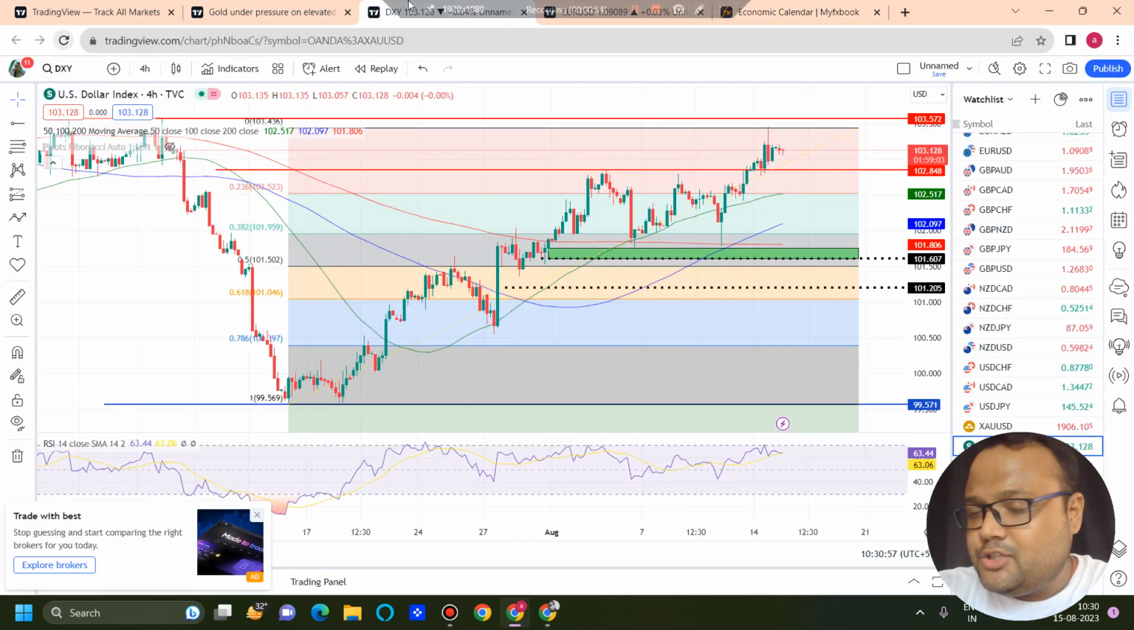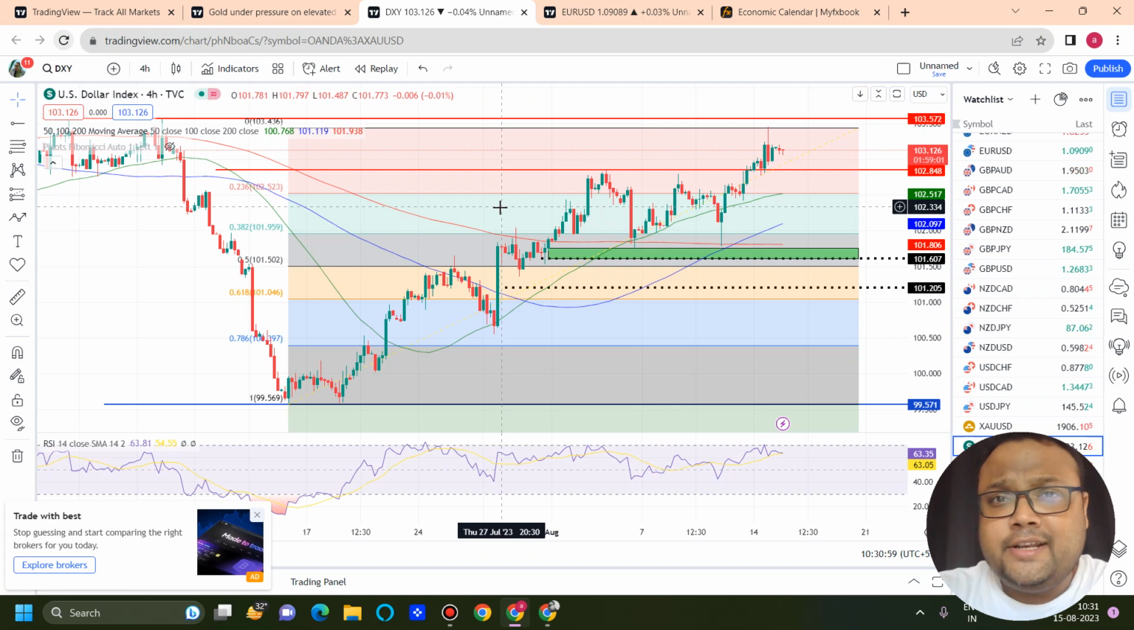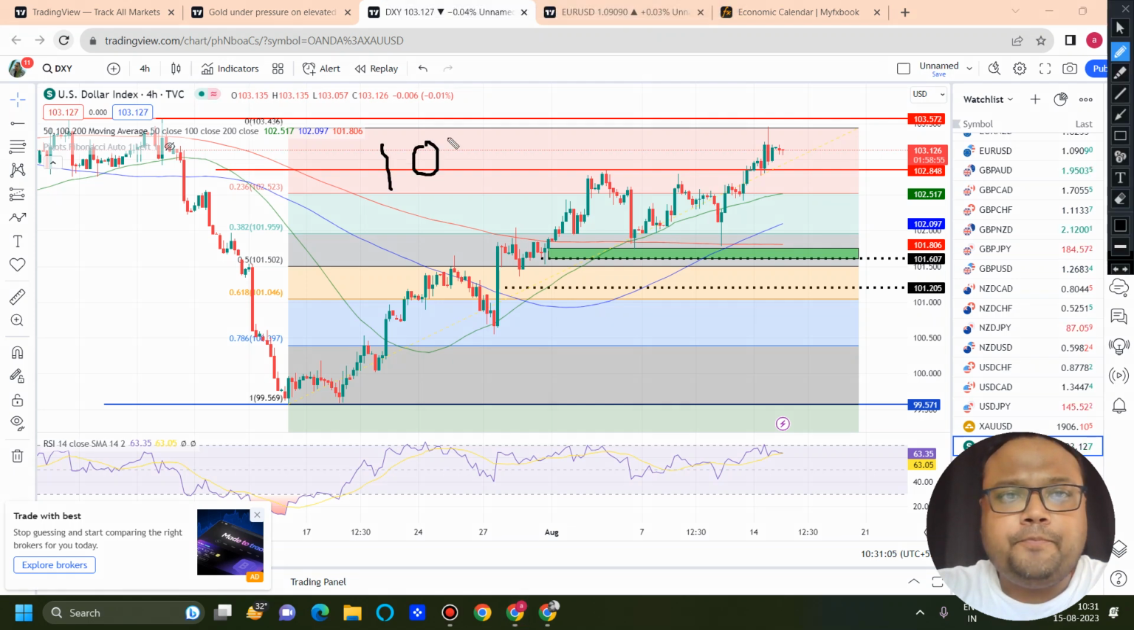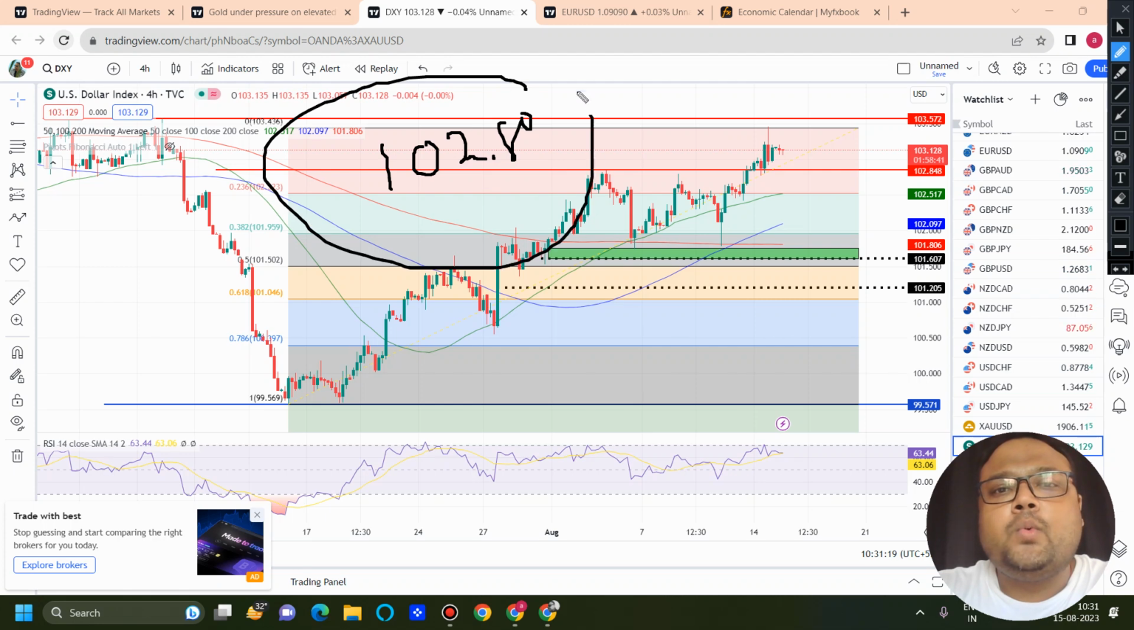So let's look at the chart of the dollar index first. Dollar index DXY, as expected, broke the previous resistance of 102.80 and made a high of almost 103.5, and right now is standing at 103.12. Before the US session, if the volatility of the market remains like this, then you can expect 102.80 to be the support for the day before the US session.